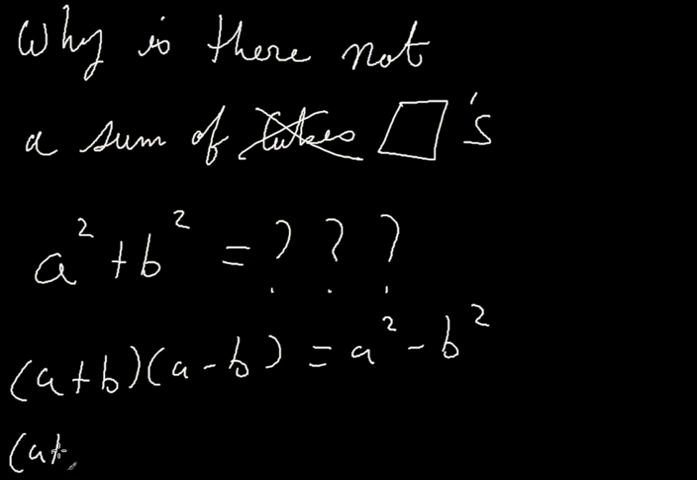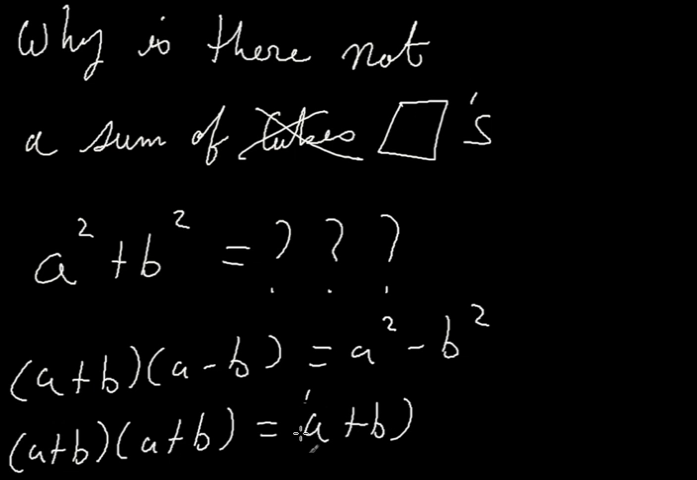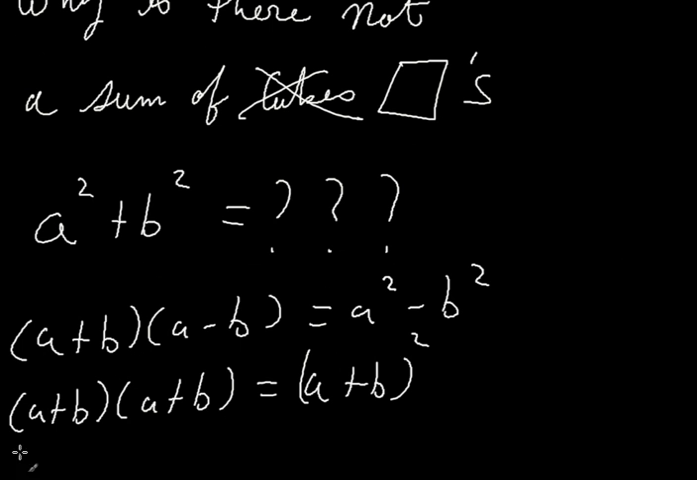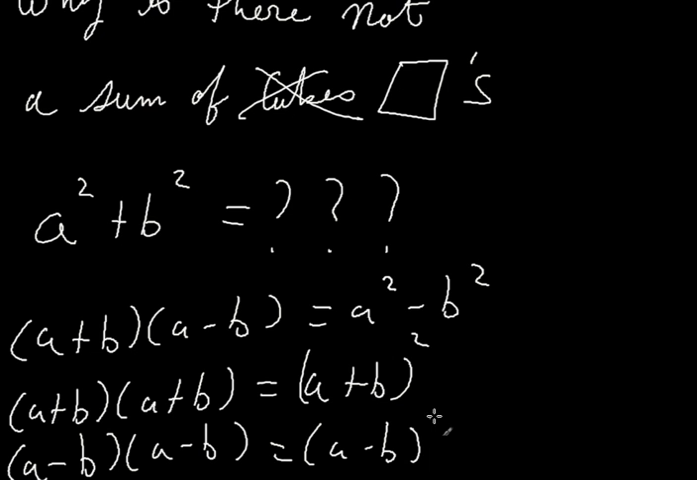So we have a plus b squared equals a squared plus 2ab plus b squared. We have that formula, right? And then we also have a minus b squared. Why don't we have a squared plus b squared? Why can't we have that?